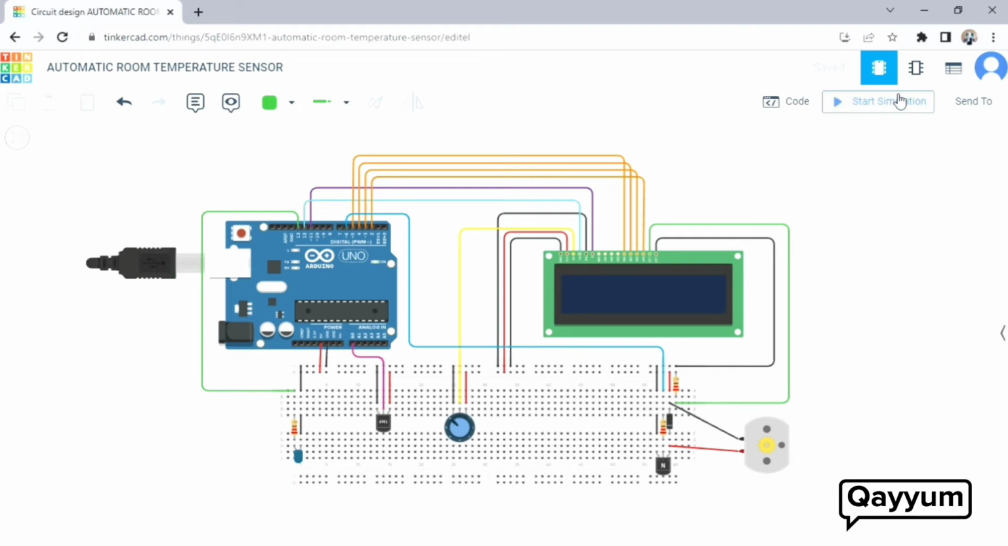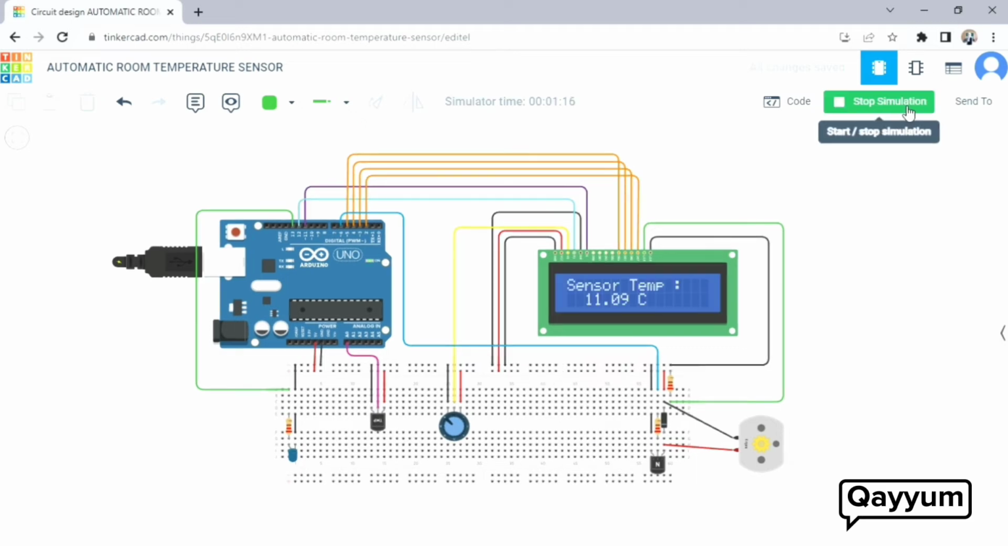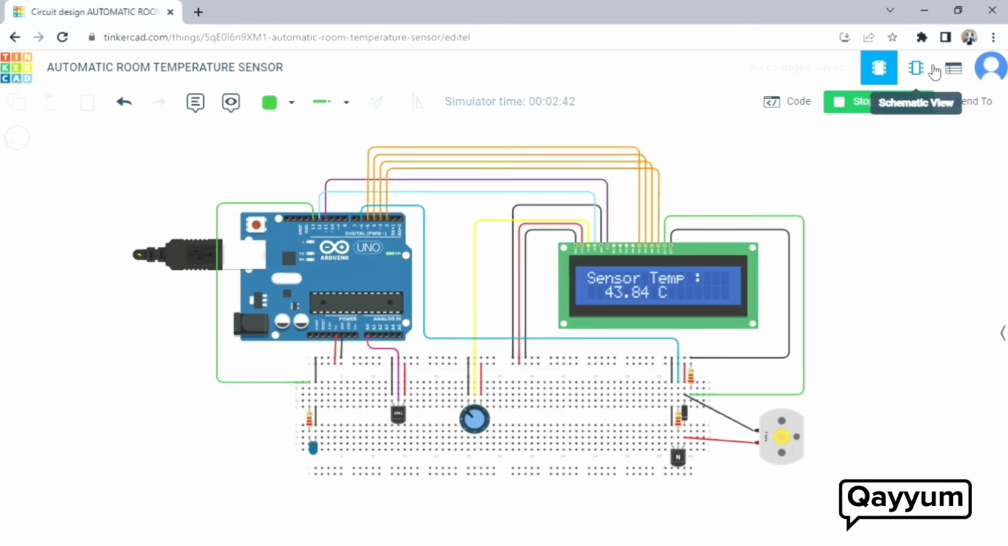the normal range. For this simulation, the display shows that the sensor reading is negative 11.09 degrees Celsius. The heater must be turned on as the reading temperature is lower than normal temperature. When the temperature is in range, the heater will be turned off. The temperature reading is higher than 30, which is 43.84 degrees Celsius. Therefore, the fan will activate and will automatically turn off when it reaches the normal temperature.